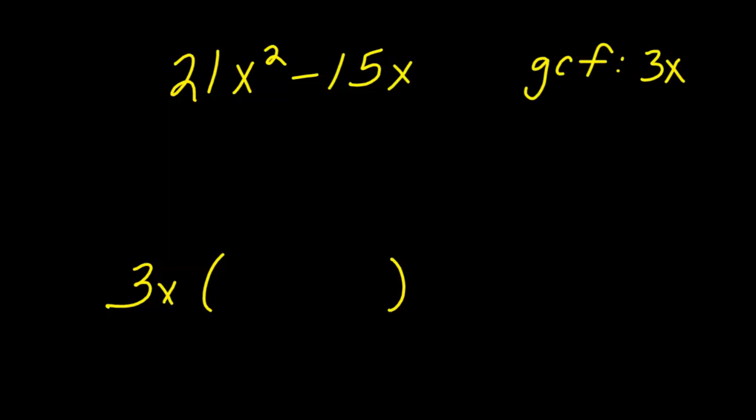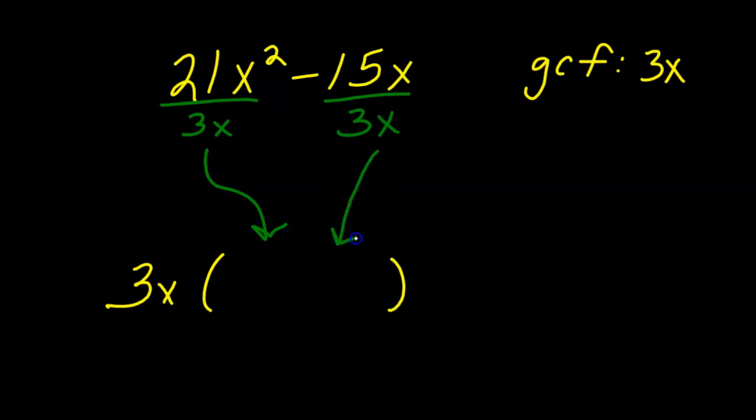And if you need to, write that greatest common factor underneath each one of your terms, because that's what you're doing, you're dividing. And then the quotient's going to go inside the parentheses. 21 divided by 3 will give me 7. X squared divided by x will give me x to the first power. Bring down your minus sign. 15 divided by 3 is 5. And again, these x's are just going to cancel each other out.